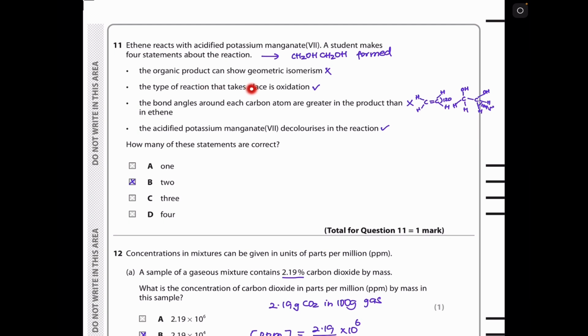Then the type of reaction that takes place is oxidation. This is true. The bond angles around each carbon atom are greater in the product than the reactant. No. The reactant had bond angle 120 like you see here, and the product has bond angle 109.5 because it's tetrahedral around the carbon. Then the acidified potassium manganate 7 decolorizes in the reaction. The color changes from purple to colorless, so that is correct. So they ask how many of these statements are correct. It's only 2 statements, this statement and that statement.